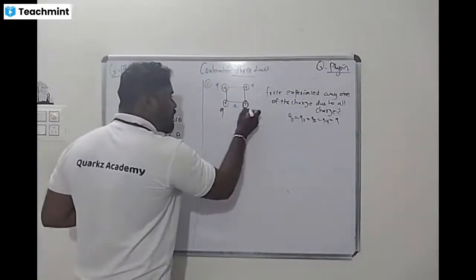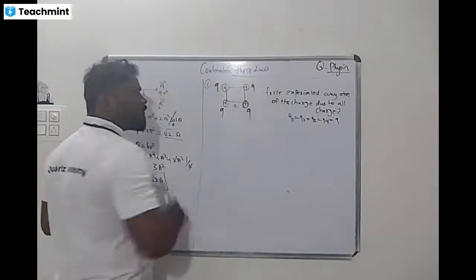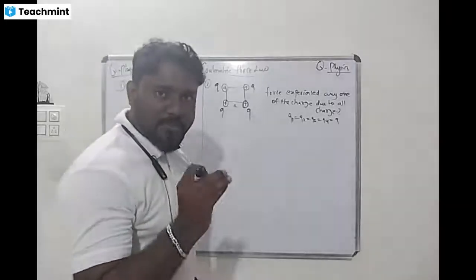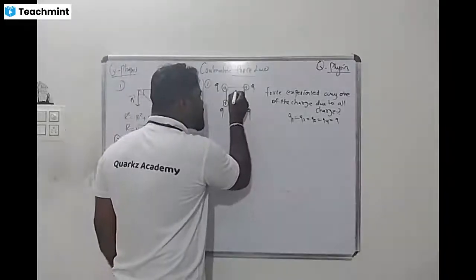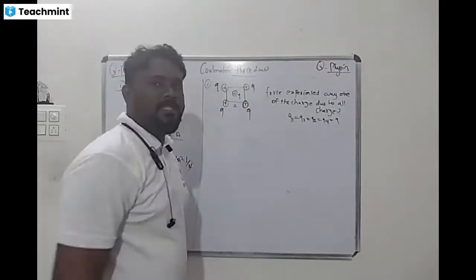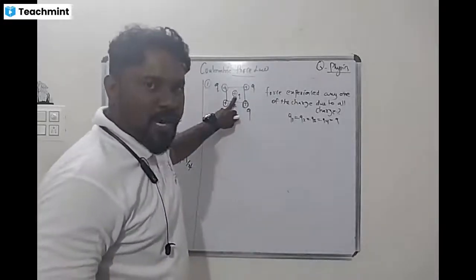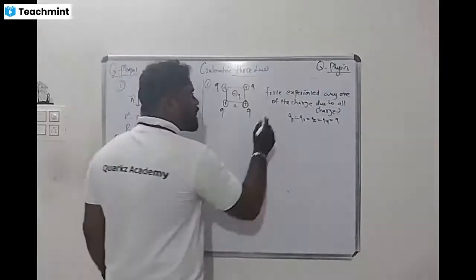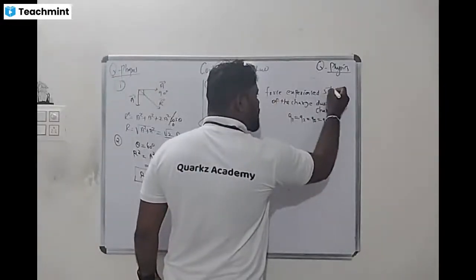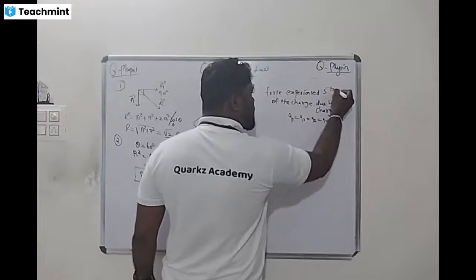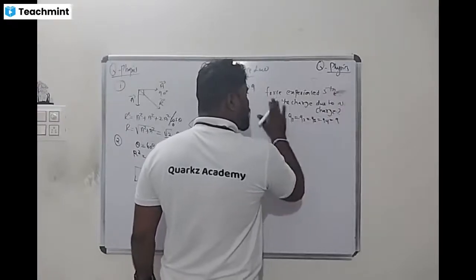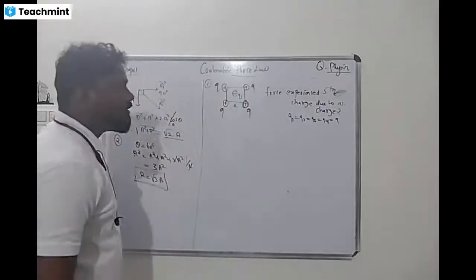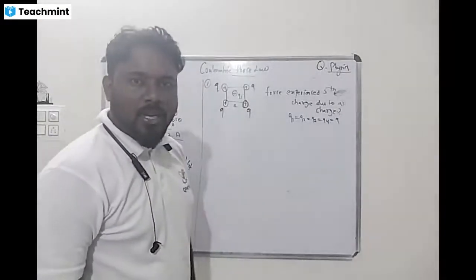Okay, look here, this is my Q, this is my Q. The question is: if four charges are distributed and I place a fifth charge at the center of the square, what is the force experienced by the fifth charge due to all the other charges? Is it clear? Everyone? This is my question, we have to calculate it.